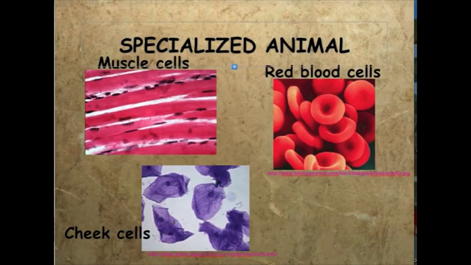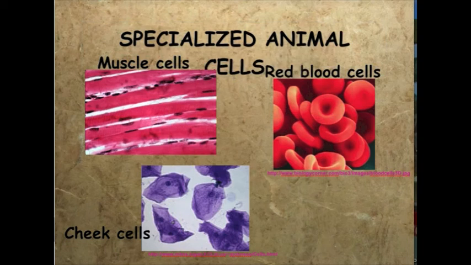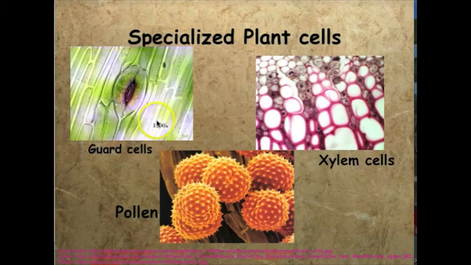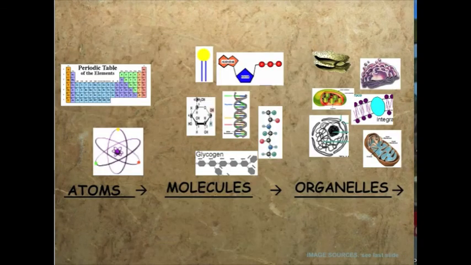In animals, cells can specialize into muscle cells, red blood cells, cheek cells. In plants, they can form into xylem cells, which are cells in the root that help to absorb water. Cells on the leaf, which we have over here, showing you a guard cell that opens and closes to allow oxygen out and carbon dioxide in. And then we also see some of the largest of the plant cells, which are grains of pollen, which is actually the sperm.